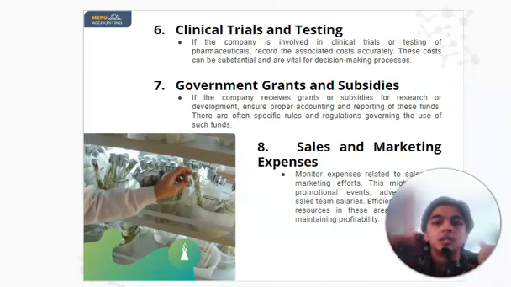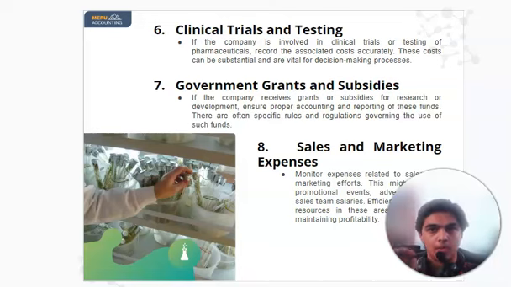Government grants and subsidies. If your company receives a grant or a subsidy from any government, the funds that you get from the government are very important to be recorded and reported properly. This can often apply some specific rules on how you can use those particular funds for particular things. So you have to record them all properly.